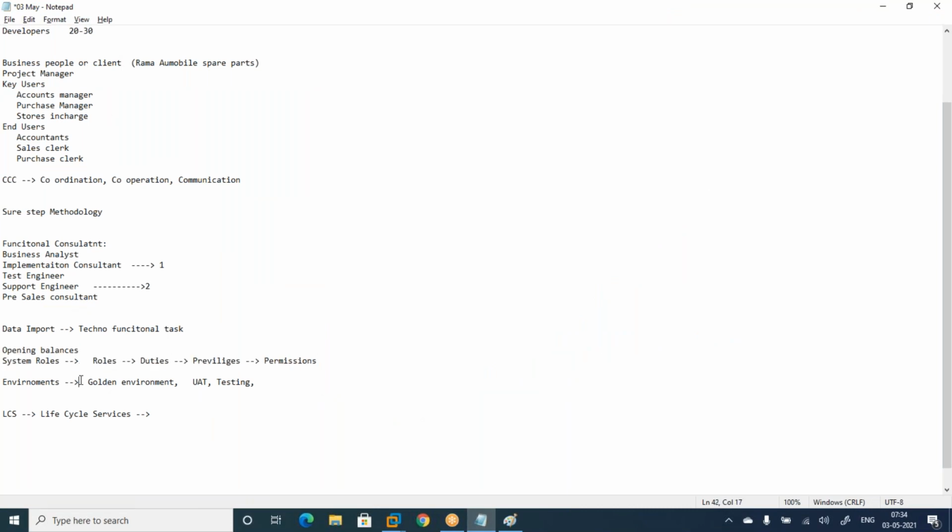Okay, next, environments. So whatever Kumar said here, environments means there will be multiple environments. One is live environment. It is a must. Another one is UAT, user acceptance test. This UAT environment is also called pre-live. So pre-live or UAT environment. Another one is test environment. Another one is dev environment.